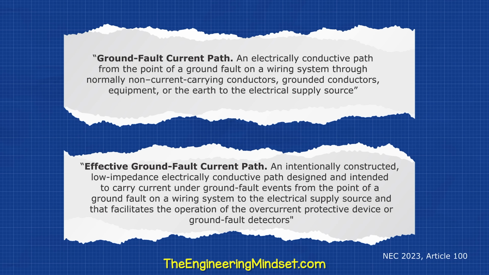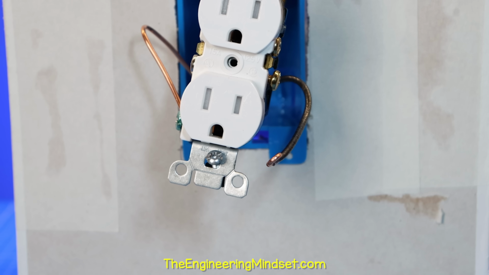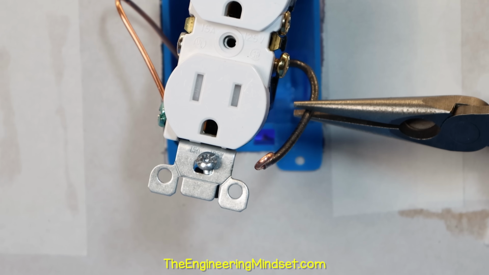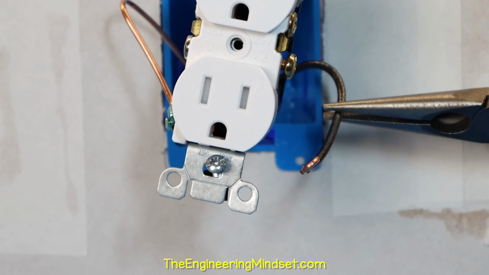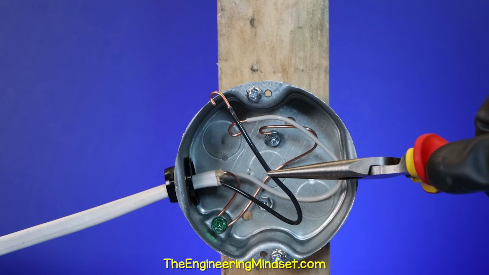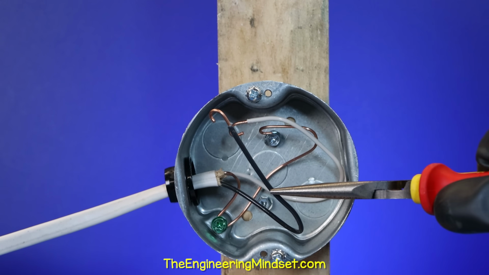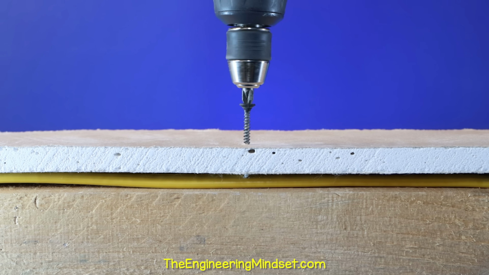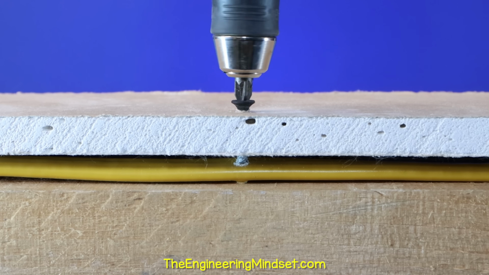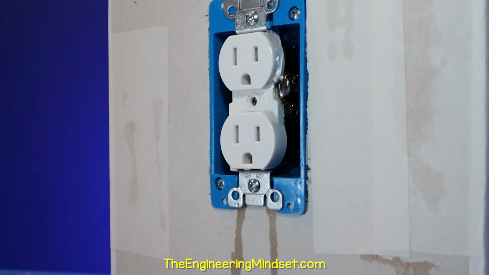The NEC defines this as an effective ground fault current path because it's intentionally constructed for fault currents to return to source. Ground faults occur when the hot touches the metal surface of a switch or an outlet, or if it touches the metal electrical box. It happens when a nail or screw is driven through the cable and connects the hot and ground wires, or when a liquid enters the electrical box and provides a passage to ground.